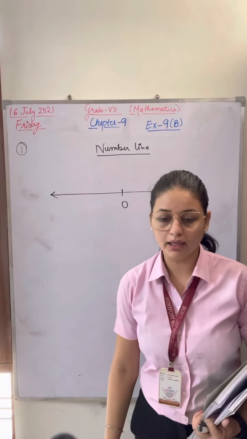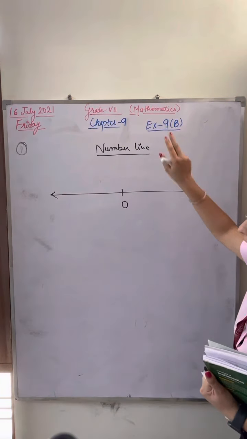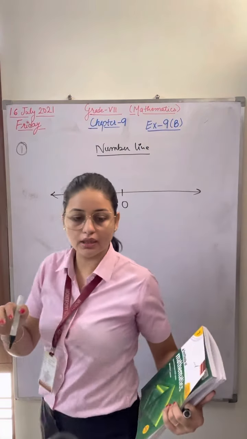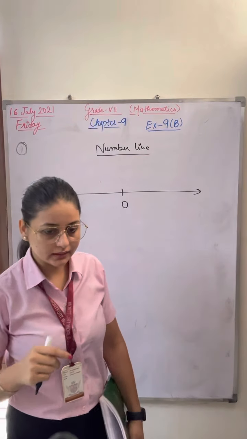Good morning everyone. Today I'm going to start the new concept of Exercise 9b. The concept is number line: how you can represent the rational numbers on the number line. Right? Have you done this concept earlier?